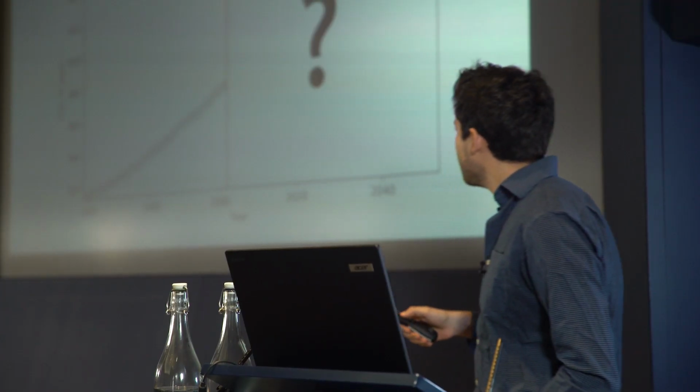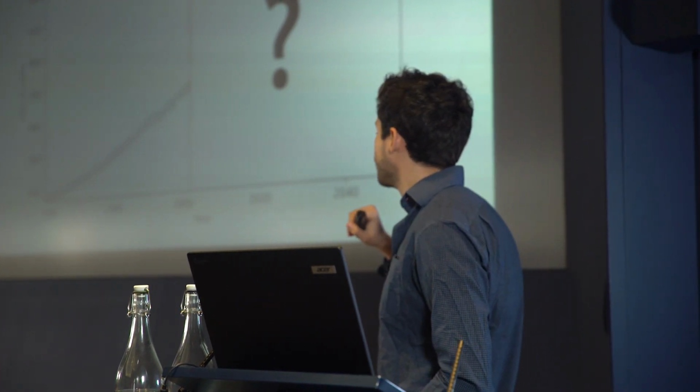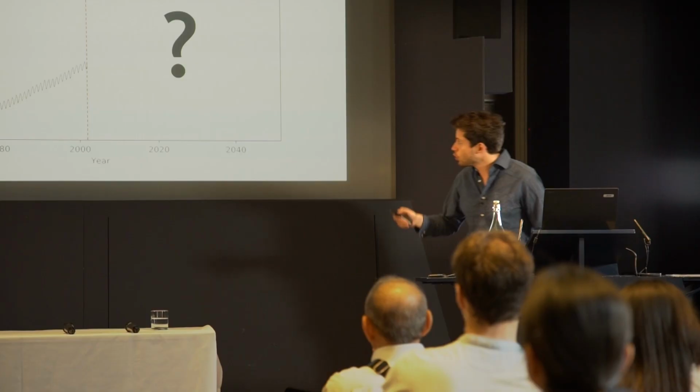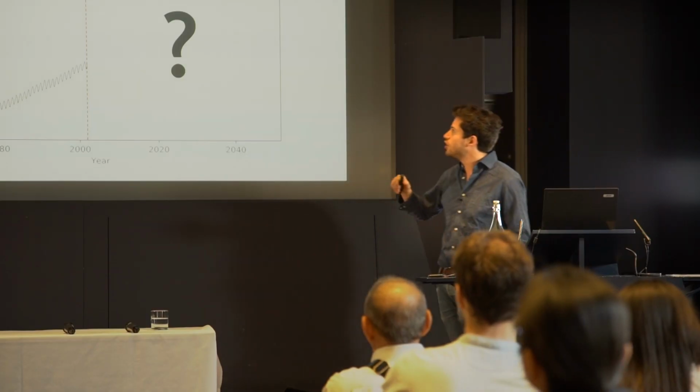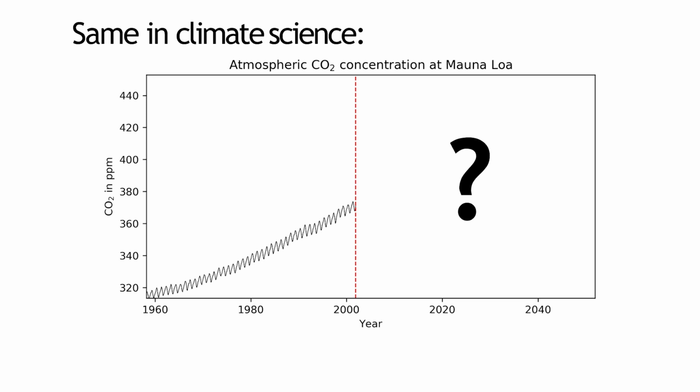And we actually use the same exact techniques in science. So this is an example in climate science where we build climate models. Over here, we have the CO2 concentration at Mauna Loa, Hawaii over the past 40 years. And we want to know what the CO2 level will be in 40 years' time. For example, we use these sort of things to build climate models.